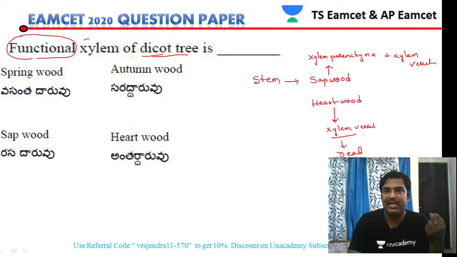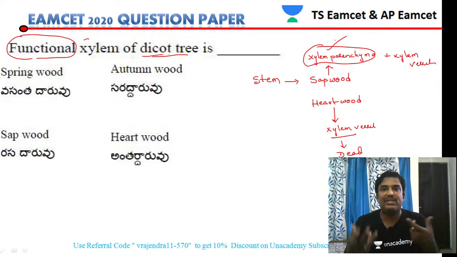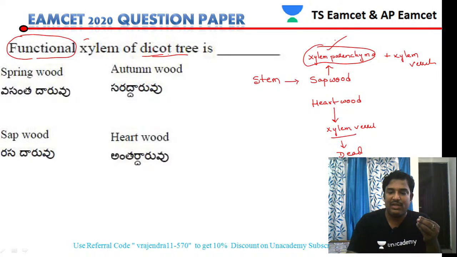So what happens here is conduction. In trees, in a dicot, conduction of food material takes place with the help of the xylem parenchyma. So which is the functional xylem? The wood that has the xylem parenchyma, we have to take it as the functional xylem. So based on that, sapwood will be our answer.